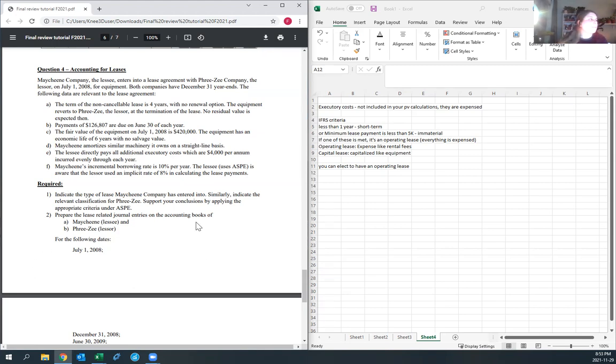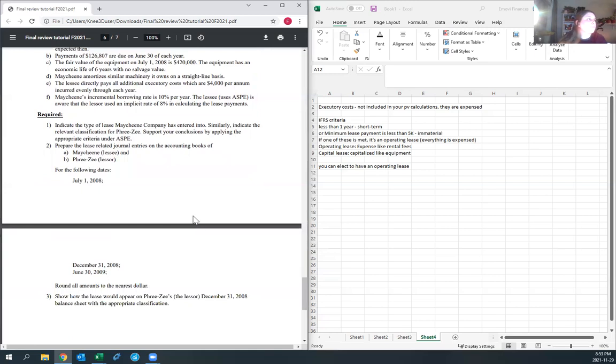So, indicate the type of lease McKinney Company has entered into. Similarly, indicate the relevant classification for Freezy. Support your conclusion by applying the appropriate criteria under ASPE. So A, I'm going to do first for McKinney, the lessee.